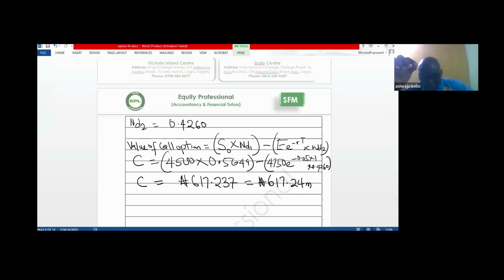And please note, option value, whether put option value or call option value, you can never get negative. That normal distribution log has been programmed. Once you are using that log correctly, your figure cannot be negative. The highest that could happen is 0. It can't go to negative. So if you compute and you get negative, just go and start again.